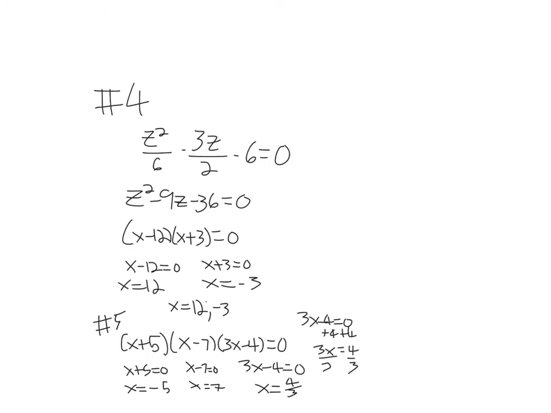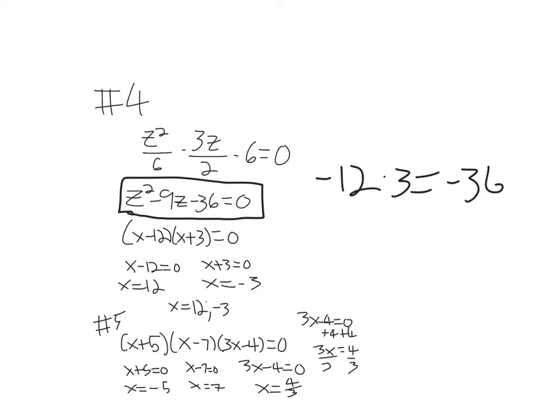Now for this problem you have z squared over 6 minus 3z over 2 minus 6 equals 0. So once you simplify that, you would get z squared minus 9z minus 36 equals 0. So once again, you find two numbers that multiply to be negative 36, but also add up to be negative 9. So in this case, you have negative 12 times 3, that equals negative 36. Then when you add those two together, negative 12 plus 3, that equals negative 9. So these would be the two numbers that you would use.